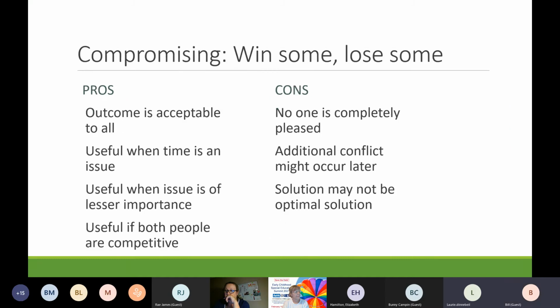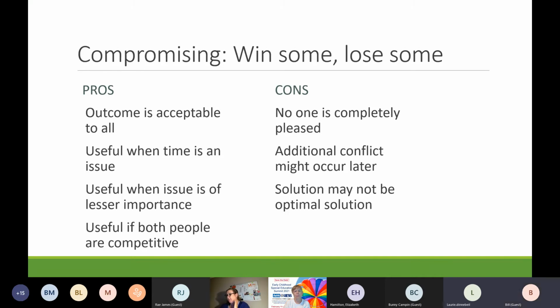And finally, the last one that we want to talk about is the compromising approach. In this approach to conflict resolution, you kind of win some and you lose some. So yes, we'll do it this way. We'll do this part this way if you can do the other part my way. And usually, in terms of pros and cons, the outcome is acceptable to everybody. It's useful when time is an issue. It's useful when an issue is of lesser importance, and it can be useful if both of the people, or all the people on the team, are very competitive. I can't help but think about the recent election when I'm thinking about all of this information on conflict resolution.